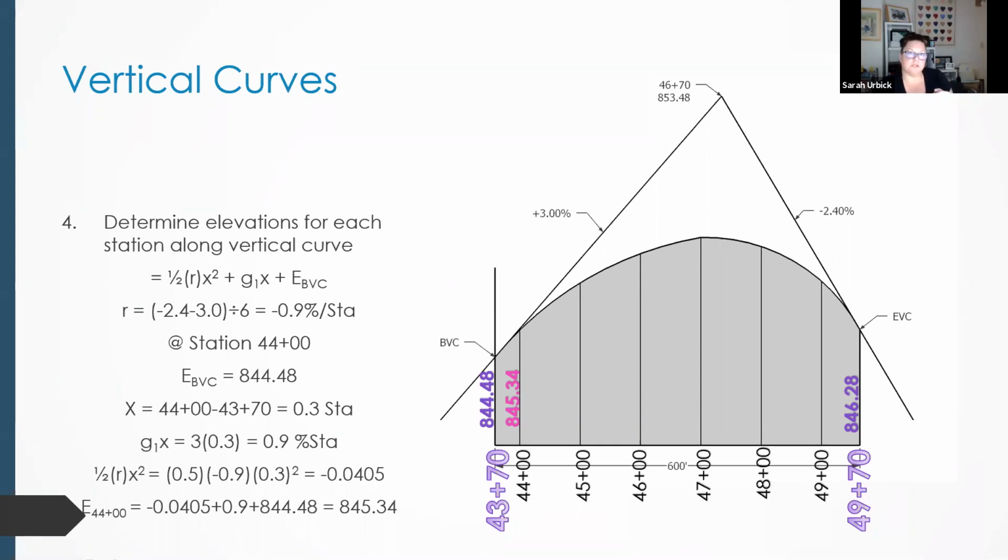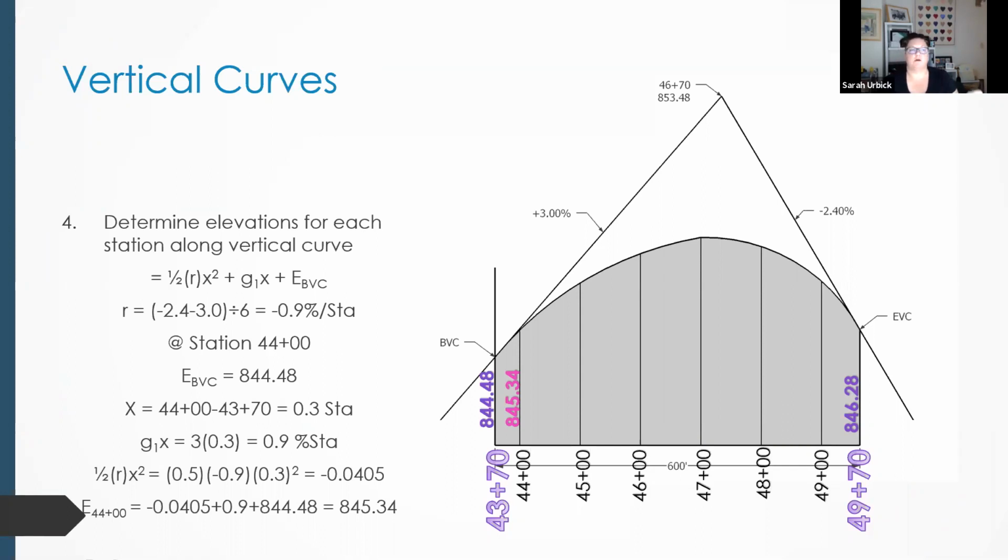So we plug all those back into our formula. Negative 0.0405 plus 0.9, because that's this middle portion of the formula, plus our initial elevation, gives us our elevation at station 44, 845.34. So that's for the first station, 44.